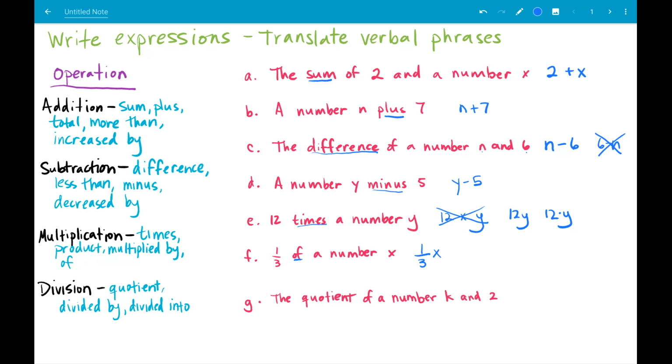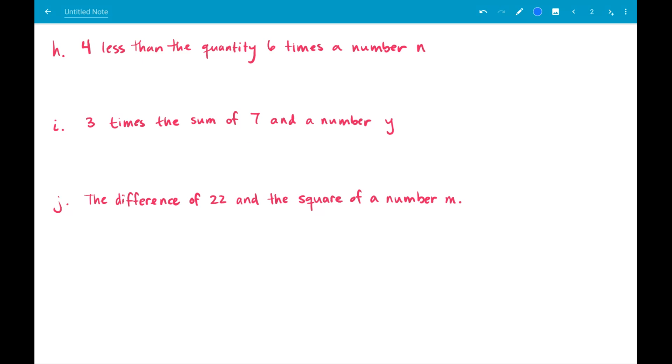And example G, the quotient of a number k and 2 is indicating that I'm talking about division. Now remember that order matters here. So here I have to do the quotient of k and 2. This is k divided by 2. 2 divided by k is not correct. That's the wrong order. It's k divided by 2. Let's do just a few more examples here. These ones are a little more complicated, but they're still fairly simple.